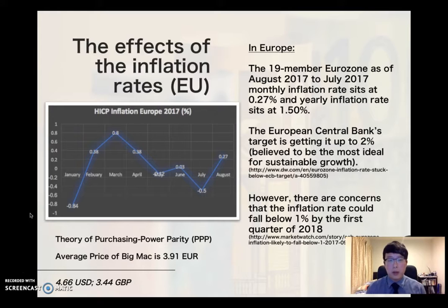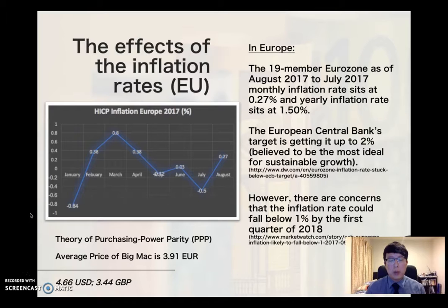The effect of inflation rate in Europe. The 19-member Eurozone, without UK, sits at monthly inflation of 0.27 and yearly inflation of 1.5. The European Central Bank targets it getting up to 2%.